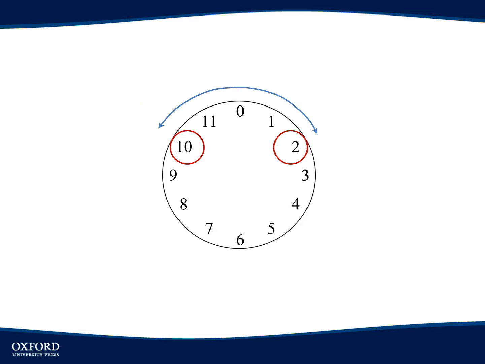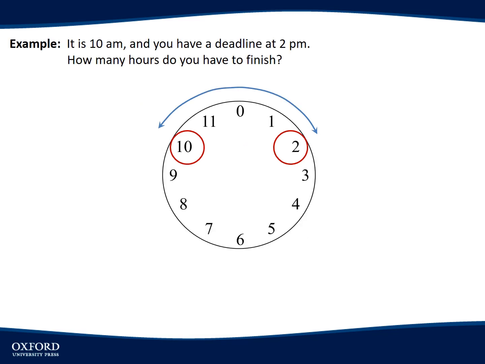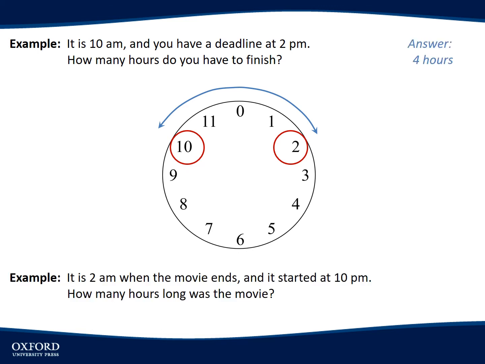Let's consider a real-world example. Imagine it's 10 a.m. and you have a deadline at 2 p.m. How many hours do you have left to finish? The answer is 4 hours. Similarly, if it's 2 in the morning when a movie ends and you started watching it at 10 p.m., how many hours long was the movie? The answer, again, is 4 hours. The number of hours does not change whether you're measuring forward or backwards.